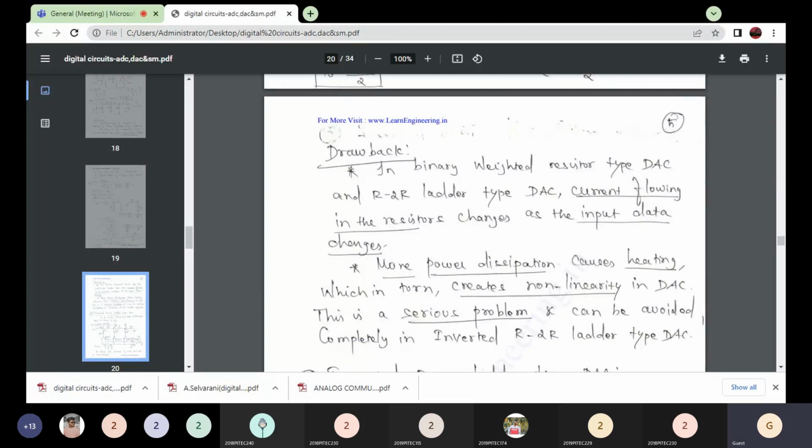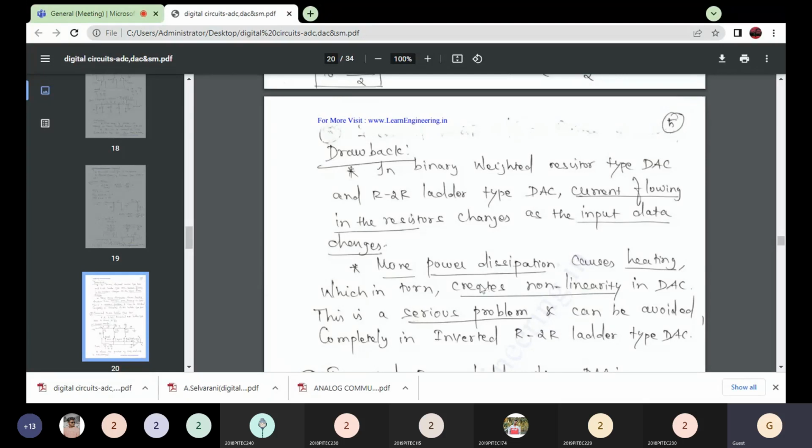See, in both types, the binary weighted resistor type and the R-2R ladder type D2A converter, the current flowing through the resistor changes as the input data changes. Depending upon the input data, the current flowing through the resistor is changed. This is the main disadvantage of these two types, the binary weighted resistor type and the R-2R ladder type D2A converter.